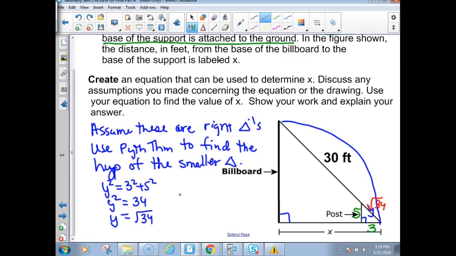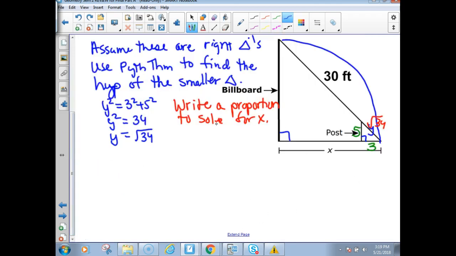Okay, now that we know the hypotenuse, write a proportion. So we're going to write a proportion to solve for x. And that's really explaining to someone what you're doing. All right, so now we can write a proportion to solve for x. We want to find x down here on the ground. It's in the big triangle. You can do it lots of ways. X is to 30, as 3 is to the square root of 34. That's one way you could write it. If you like going this way, 30 over x, square root of 34 over 3.